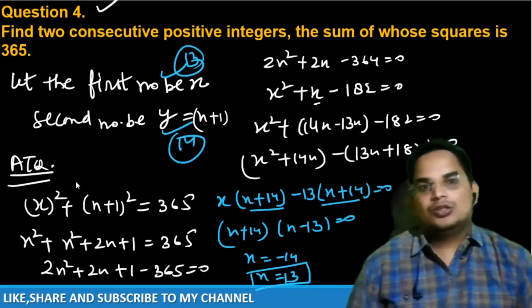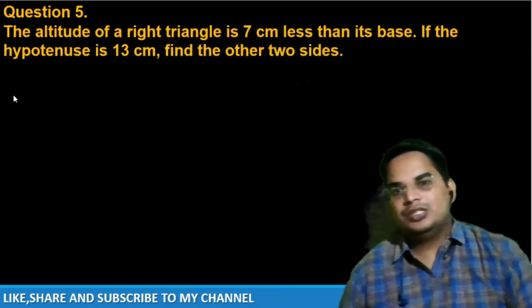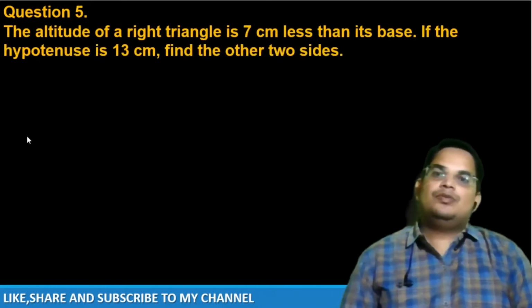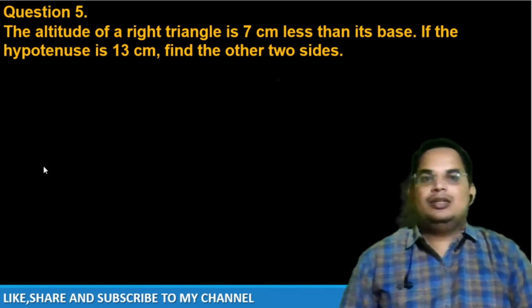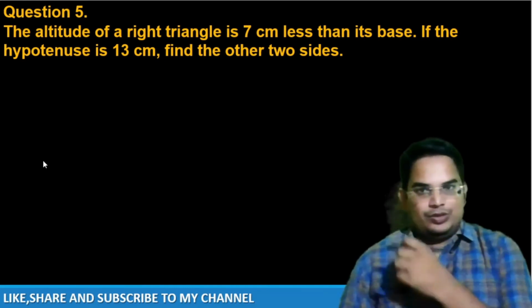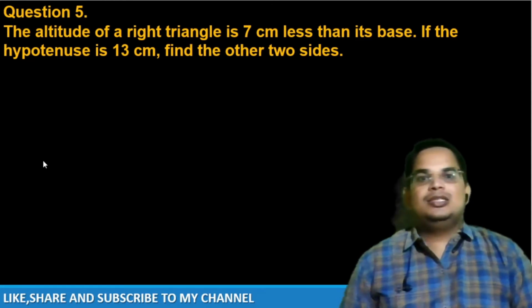Okay, children, so now I am moving to the next part. Let's see what the question is. This is question number 5. What is given here? The altitude of a right triangle is 7 centimeter less than its base. If the hypotenuse is 13 centimeter, find the other two sides.